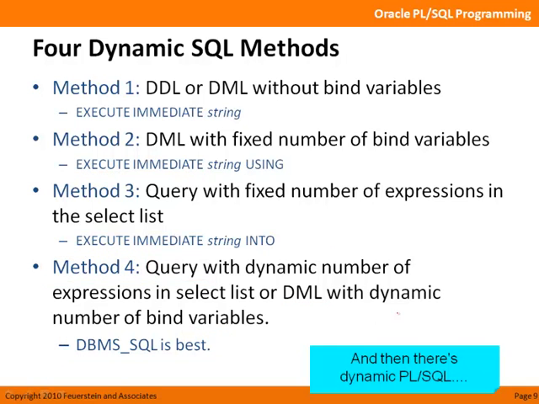Then there's dynamic PL SQL. When I execute a dynamic PL SQL block, and I'm honestly not sure where it fits into these different methods 1 through 4, we'll be treating it as an entirely separate topic. So method 1, a DDL or DML without bind variables, just execute the string. Method 2, bind in variables with the using clause. Method 3, retrieve data into a set of variables, so I have an into clause. And method 4, anything goes, anything could be happening, dynamic DBMS SQL.